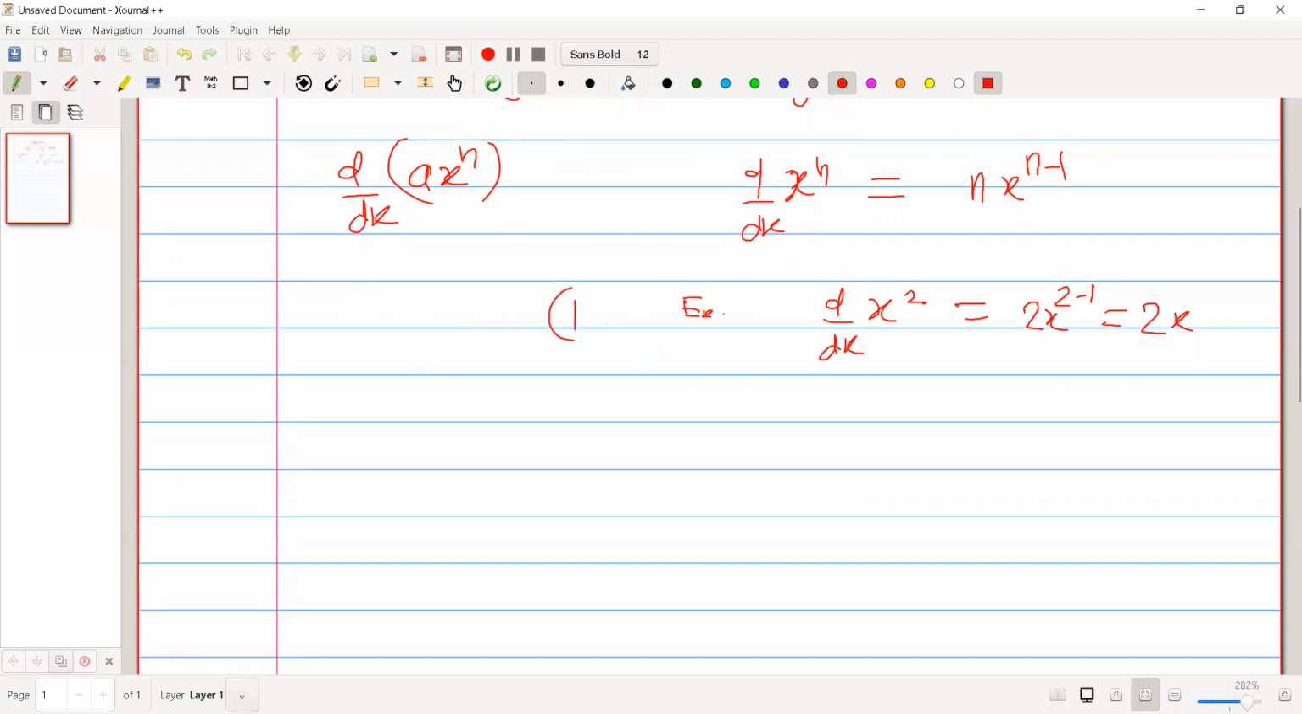And one more example, like x power 4, dy by dx, then 4 x power 4 minus 1, you will get 4x cube.